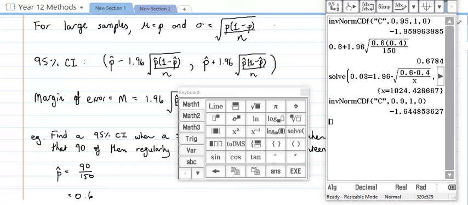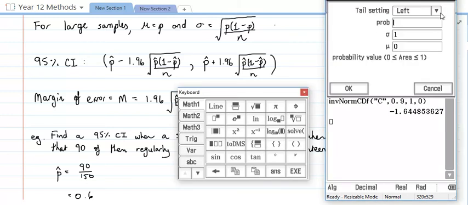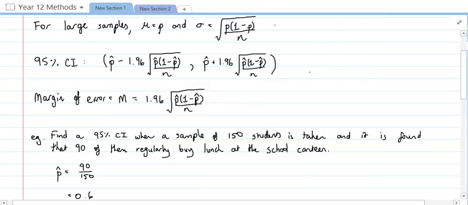If I want to do a 99% confidence interval, then I would go to, again, inverse normal CDF, tail setting center, and this time a probability of 0.99. And the answer there is 2.58. So I'll just add this in. For a 90% confidence interval, we use 1.64. For a 95% confidence interval, we use 1.96, and for a 99% confidence interval, we use 2.58.